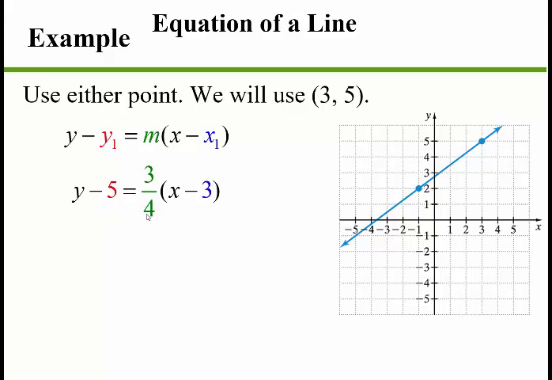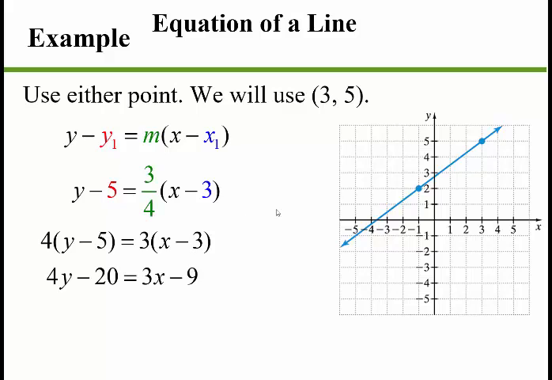Remember what I said when you have a 4 in the denominator, or anything in a fraction here? So the 4 is in the denominator, so multiply both sides by 4. Don't forget when you have to leave this in parentheses, so it becomes 4 times this. The 4 cancels, you're just left with the 3. Distribute the 4, distribute the 3, and you get this. So 4y minus 20, 3x minus 9.